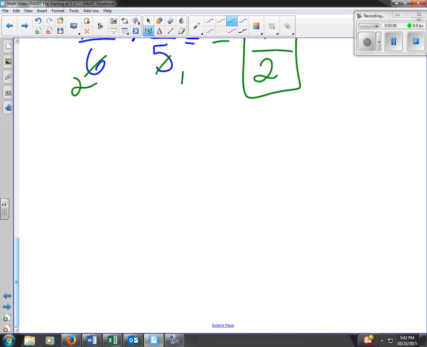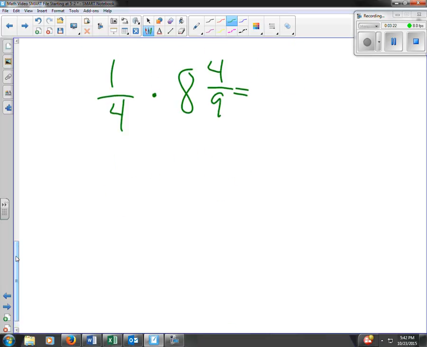Okay, now, the next thing you need to do is when you have a mixed number. So here's 1/4 times 8 and 4/9. If I'm going too fast, make sure you pause the video. Every example better be written down. So 8 times 9 is 72, plus 4 is 76/9. The denominator stays the same. Again, if you don't know your multiplication tables, this is going to take you a while.